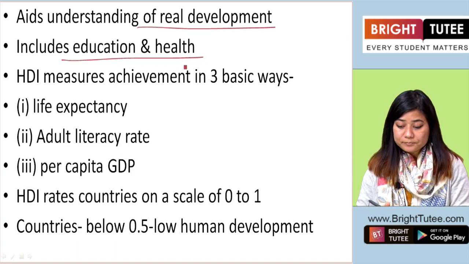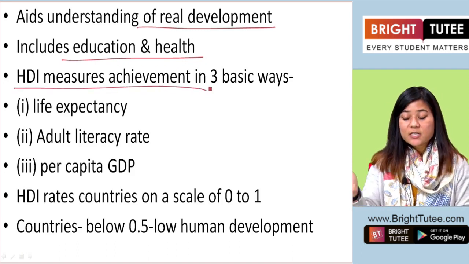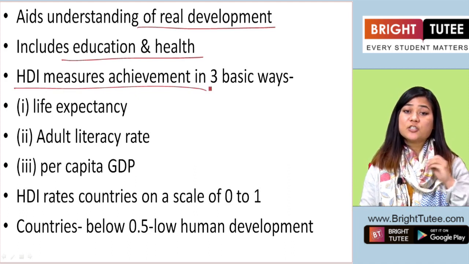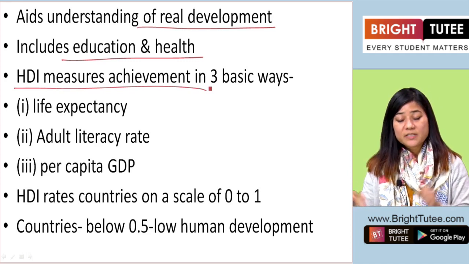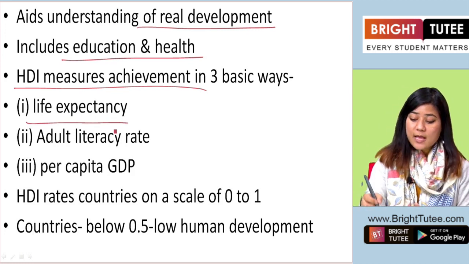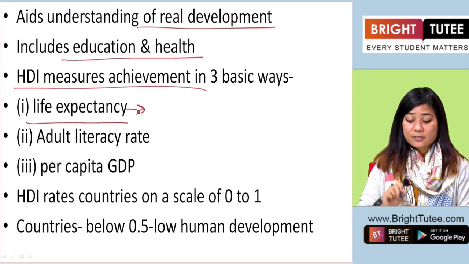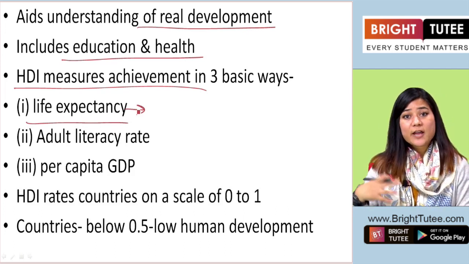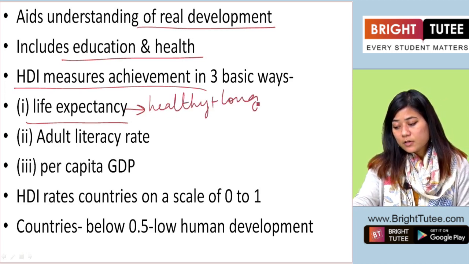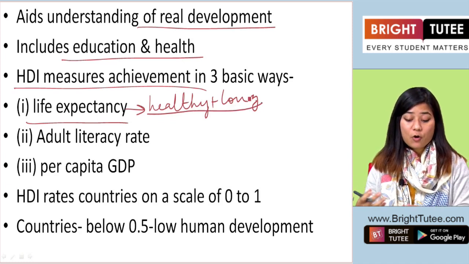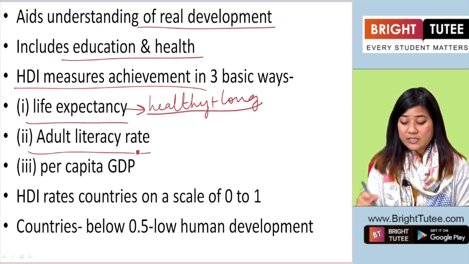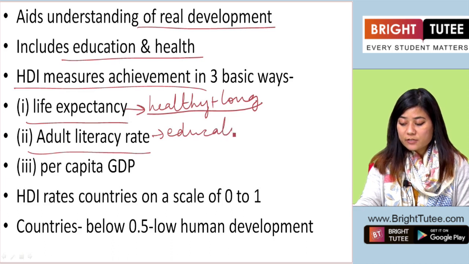Now the HDI measures achievements. The Human Development Index tries to see how countries have achieved their goals in terms of development in three basic ways. First, they look at the life expectancy of the people in that country. By that it means they try to measure how healthy and long the people in that country have lived or can live. The next basis is literacy, adult literacy. So they look at the education factor.